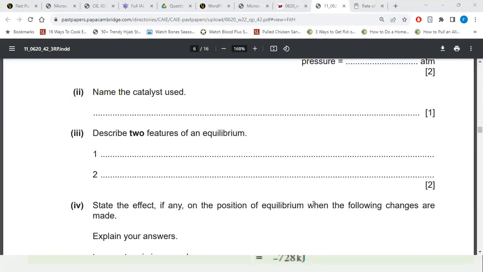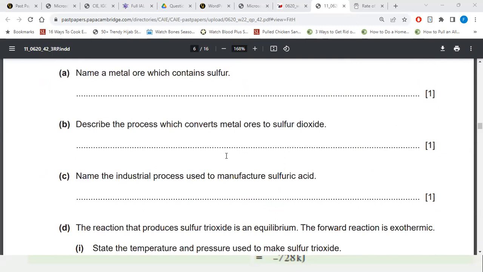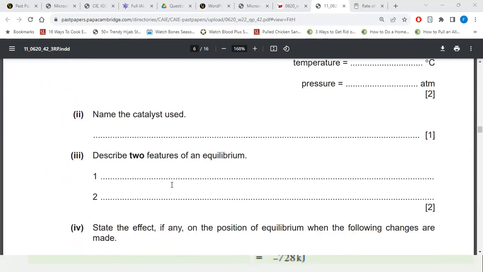Okay, so this is a question again. The type of reaction is the same. I told you they give the same reactions again and again in all the questions. You won't see a lot of difference. This is a question related to sulfur again. Describe two features of an equilibrium. What are the features we discussed about equilibrium? The rate of forward is equal to the rate of the backward. Yes, correct, and the concentration of reactant and product remains constant.